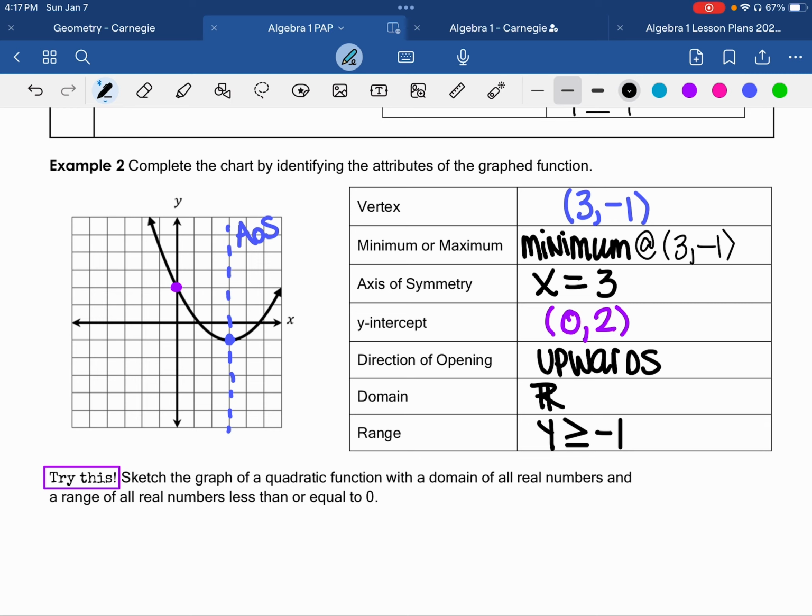Sketch me a graph of a quadratic function with a domain of all real numbers and a range of all real numbers less than or equal to 0.